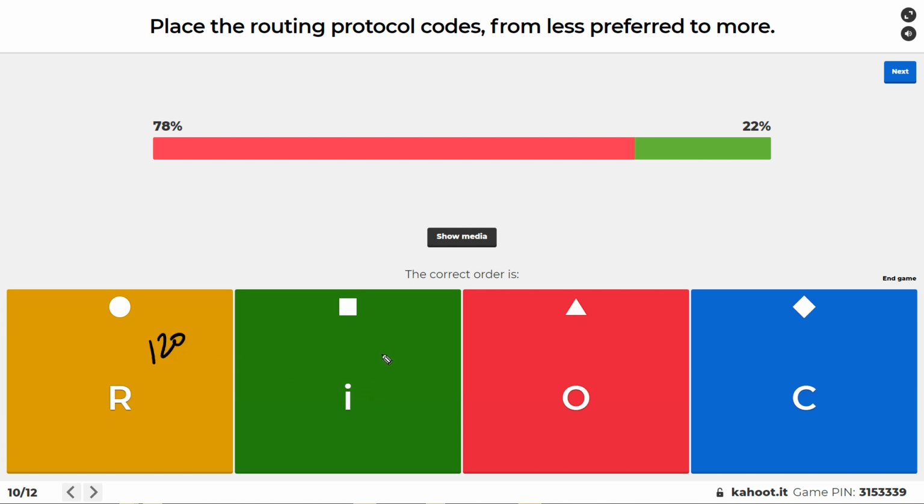I, which is IS-IS, is 115. O for OSPF is 110. And C is directly connected, and that's a default. Oh, directly connected is 0. And a static route has a default AD. If we're pointing to the next hop address as part of our static route, it has an AD of 1.